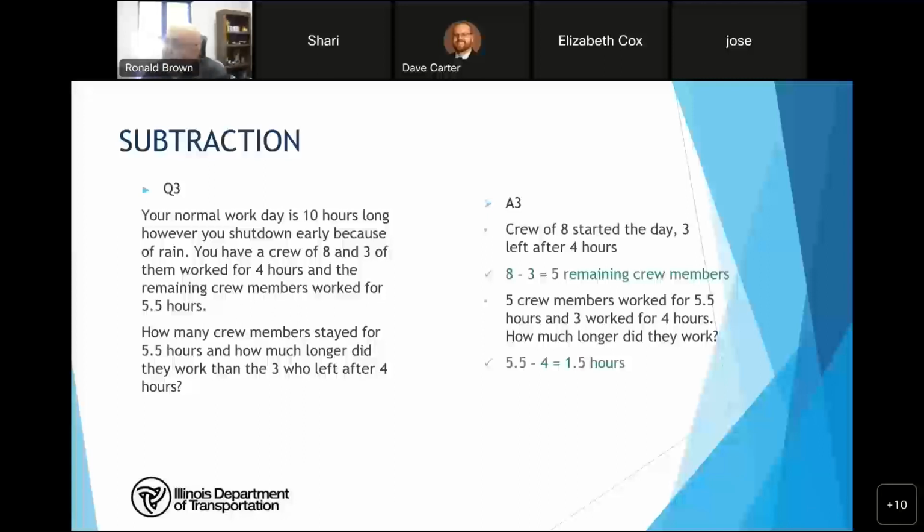You have 8 on your crew that started the day, and 3 left after 4 hours. That leaves you with 5 remaining crew members on the project. The 5 crew members worked for 5.5 hours and the 3 worked for 4. How much longer did they work? You would subtract the 4 from the 5.5, and it shows that they worked 1.5 hours longer.